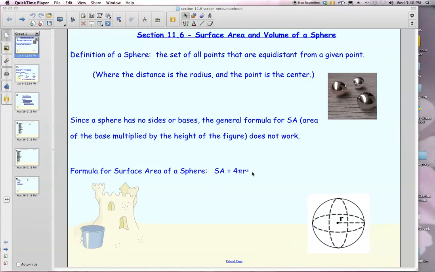Notice the pi r squared part is just the area of a circle. The way I look at that is that if you take a sphere and split it up into 4 sections, each one of those sections would have about the same area as the center circle. So if you take the area of the circle times 4, that would give you the area around the outside of the figure. So the surface area formula is 4 times pi times radius squared. Notice the only value you need from the sphere is the radius.